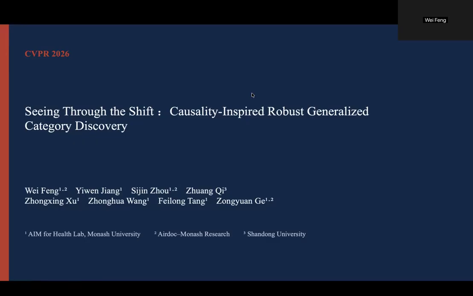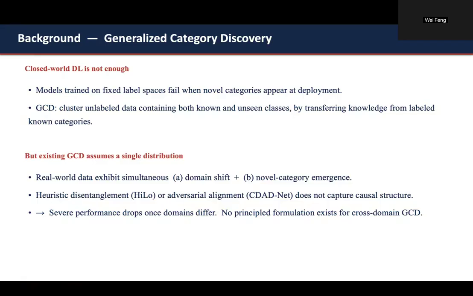First, we will introduce the background. As we all know, the closed world deep learning model is not enough because the model is trained on a fixed label space while novel categories appear at deployment. And GCD aims to cluster unlabeled data containing both known and novel classes by transferring knowledge from labeled known classes. However, most of the GCD methods assume a single data distribution. In real-world deployment, both domain shift and category shift can happen together.